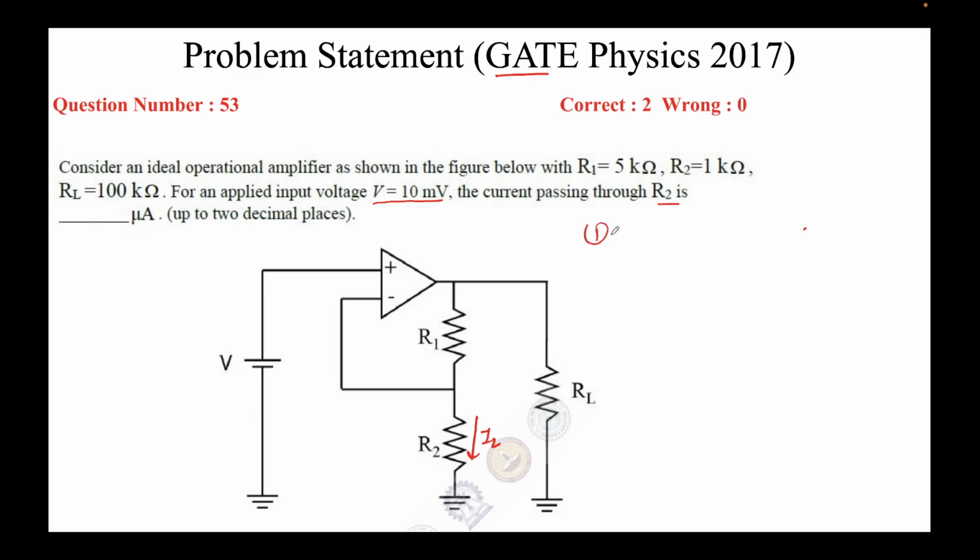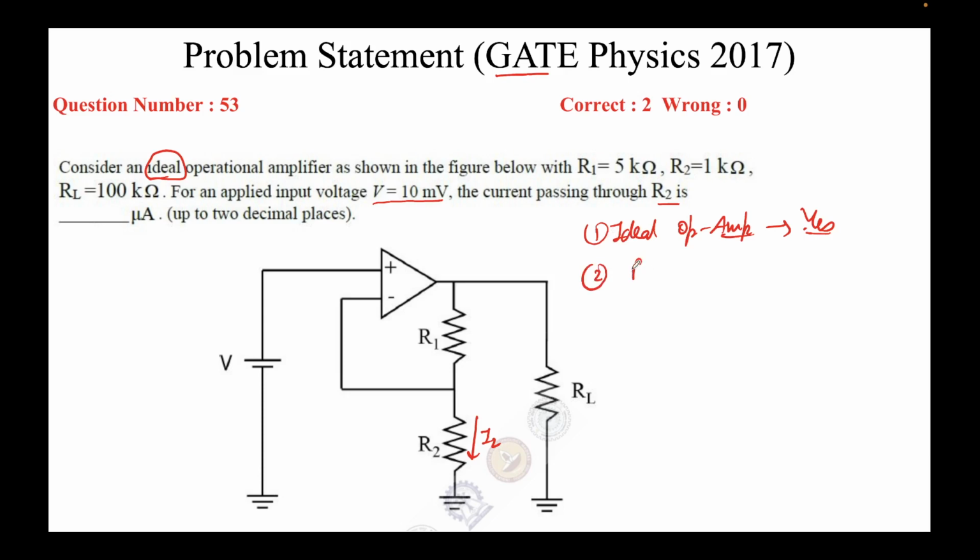First, is this an ideal op amp? The answer is yes. How? Because it's given in the question itself. It's an ideal operational amplifier. If the question is silent about it, just take it to be an ideal operational amplifier. But here we were given, so we are good.